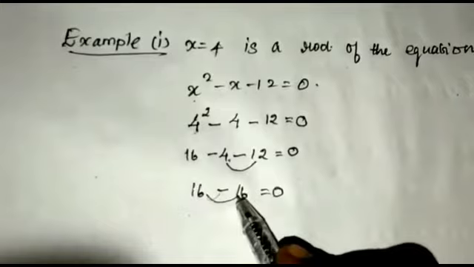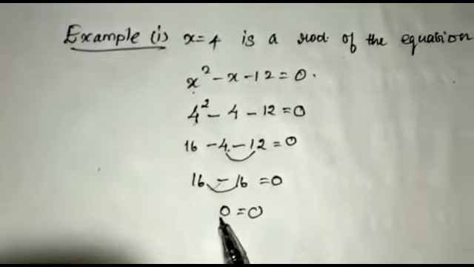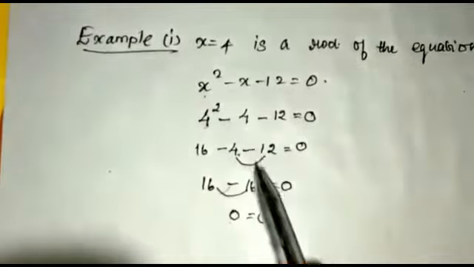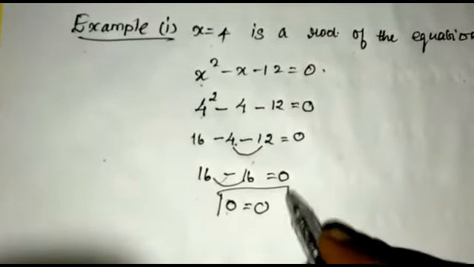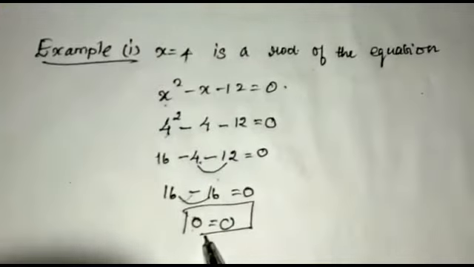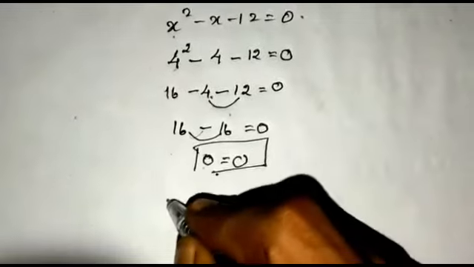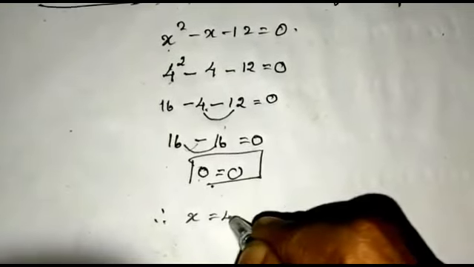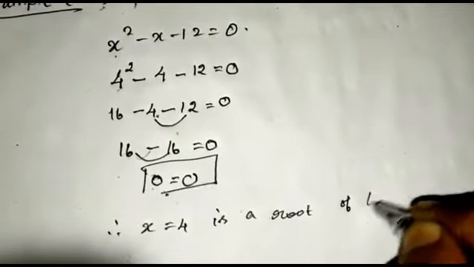What about 16 minus 16? It's 0. So after substituting the value, I have arrived at the answer 0. If both sides are equal, with the result 0, then we can conclude that x is equal to 4 is a root of the equation. Therefore x is equal to 4 is a root of the equation.